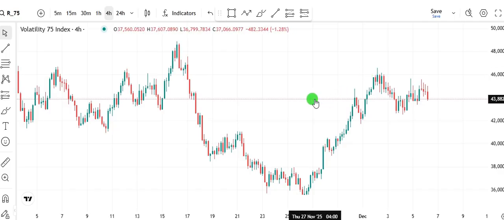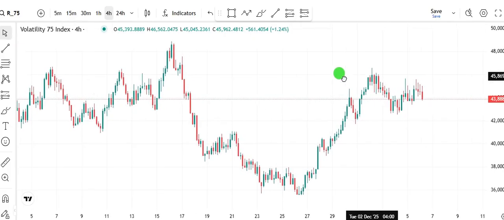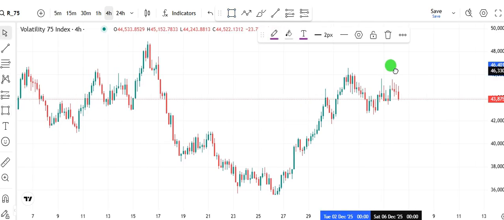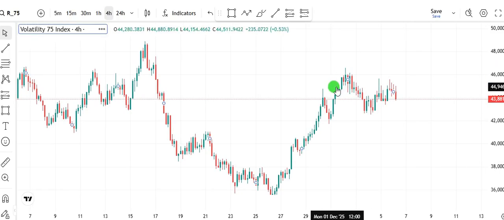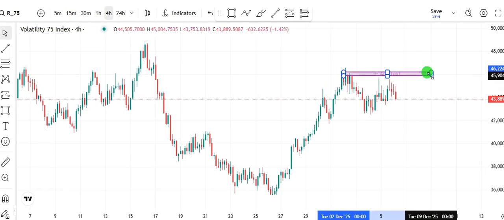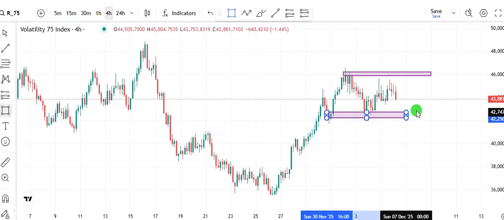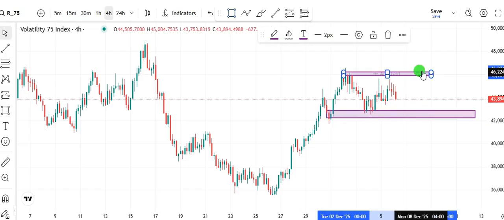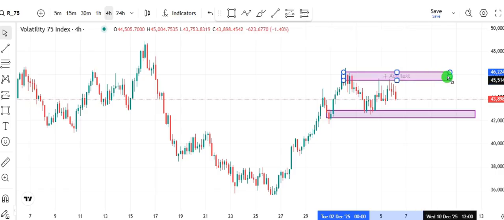Let's start with Volatility 75. Now, of course, let's mark our zones first. So our recent highs and our recent lows. Okay, so let's mark this. I think here is going to represent our recent high. Then the recent low is going to be represented by the zone right here. Now this is actually also in line with this zone.